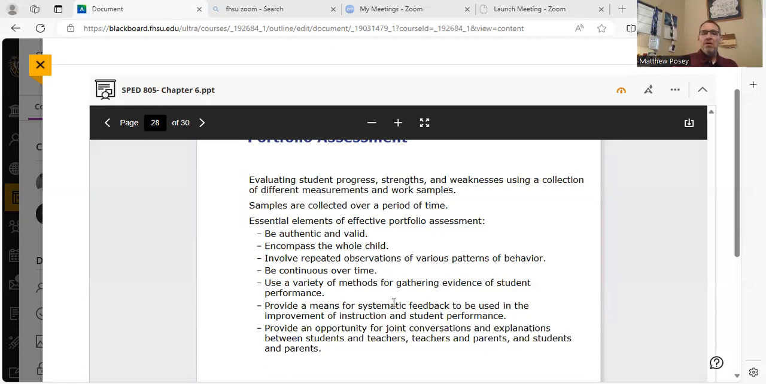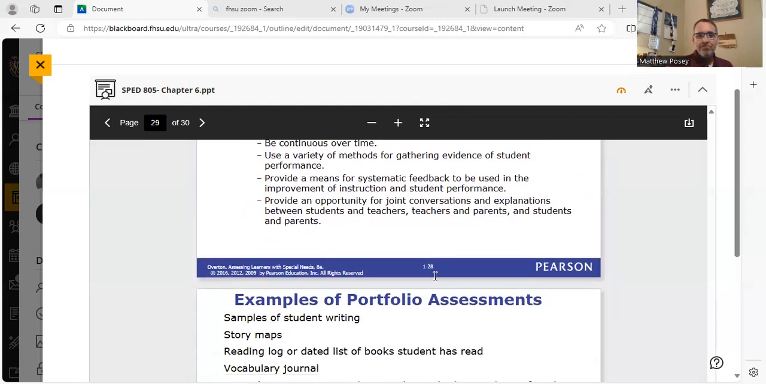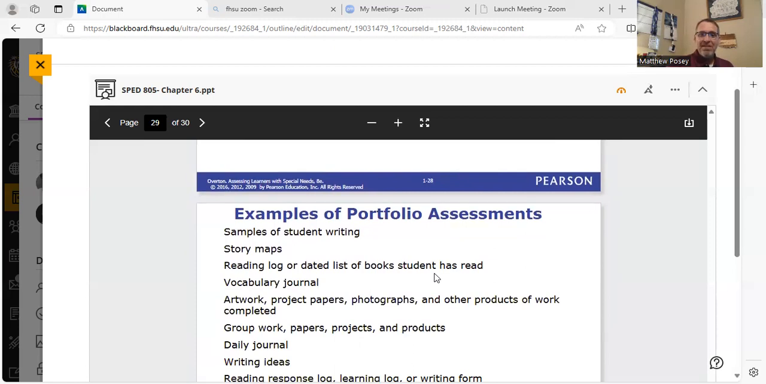Also, you're able to share all these work samples and the information you collected with parents, or students can share them with parents, because they get more of a sense of ownership and take a more active role. Some examples of portfolio assessments could be samples of student writing, story maps, or a reading log with a dated list of books that the students read. Perhaps you want to keep an ongoing running log throughout the course of the year.